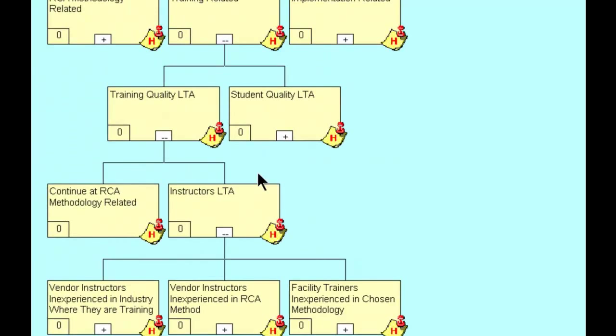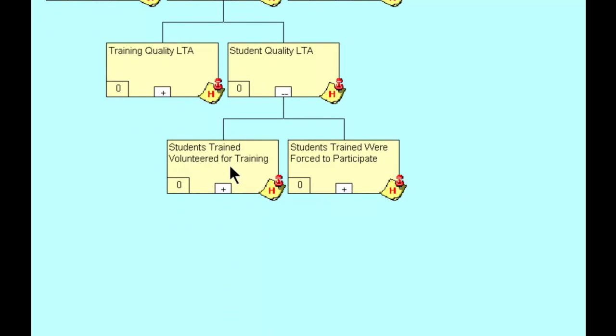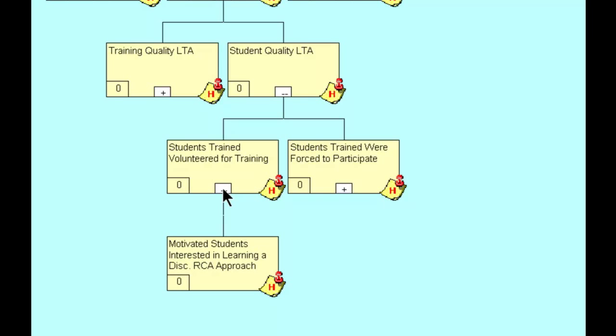Okay, so we're going to go back up here, and we had focused on the training quality. Now let's look at the student quality, less than adequate. The students trained actually volunteered for the training. Well, if the students volunteered for the training, then they're likely to be more motivated people who are interested in learning a disciplined approach to getting rid of the problems that they face on a daily basis. So they have incentive, they're driven.